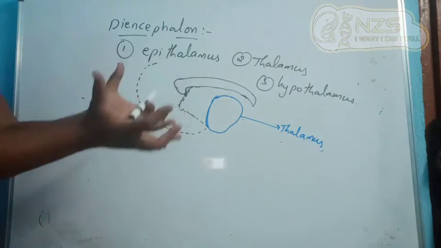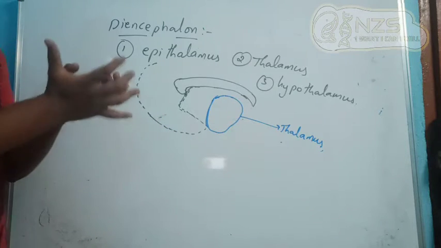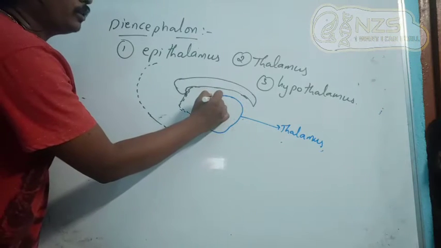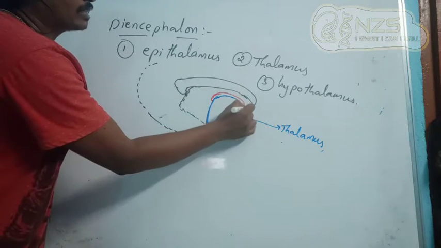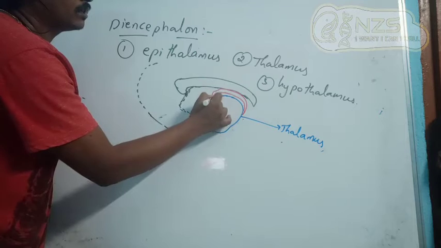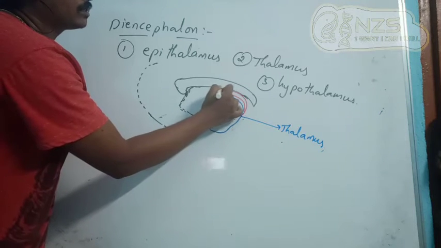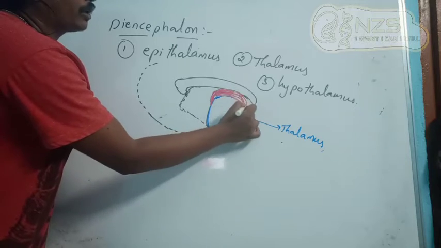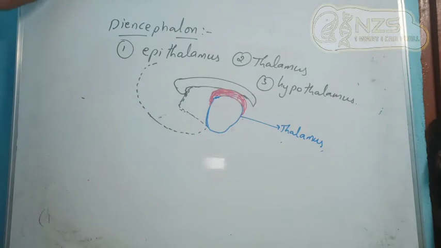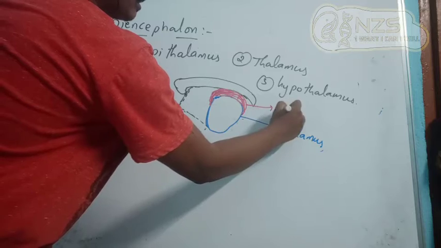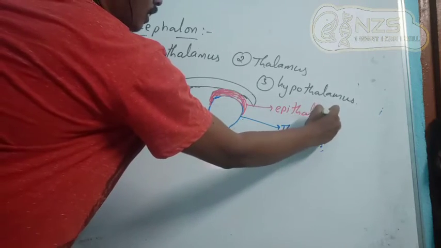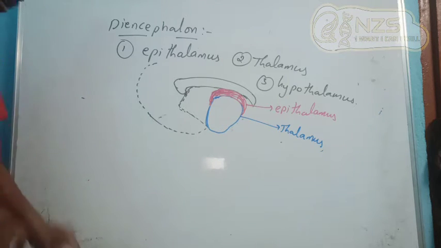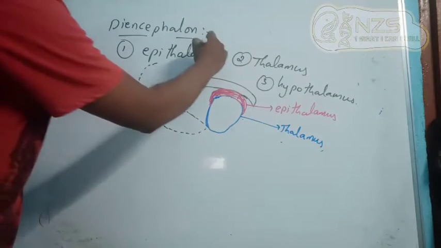So we have a swollen portion below the corpus callosum called thalamus, and on the thalamus we have a non-neural portion. We have a vascular portion on the thalamus, or we can say non-neural portion, which is called epithalamus. So on this thalamus we have a non-neural part, very important to be discussed. What is this epithalamus?